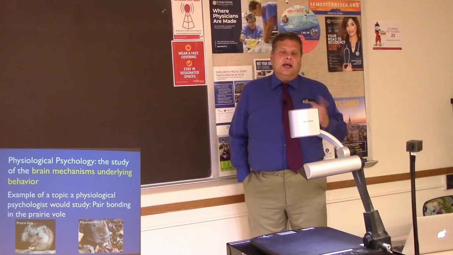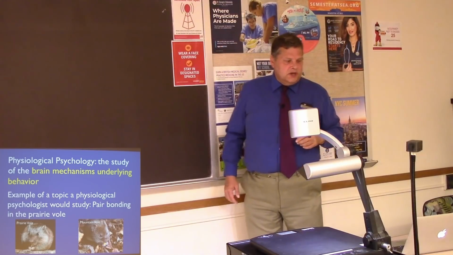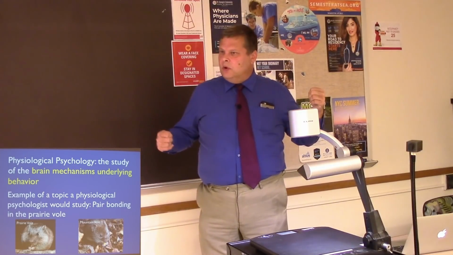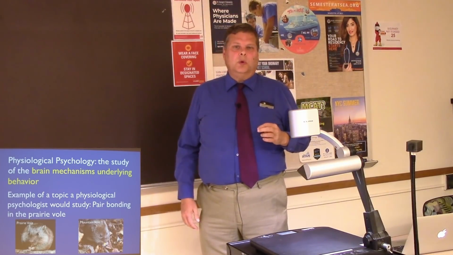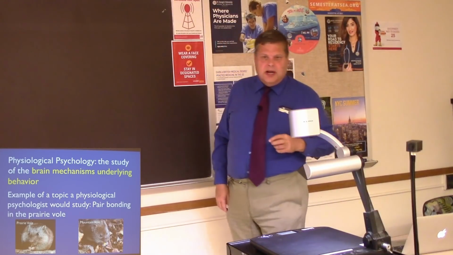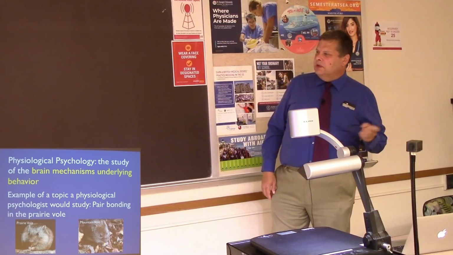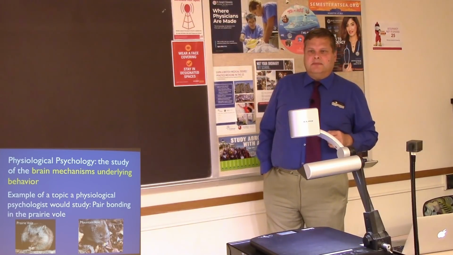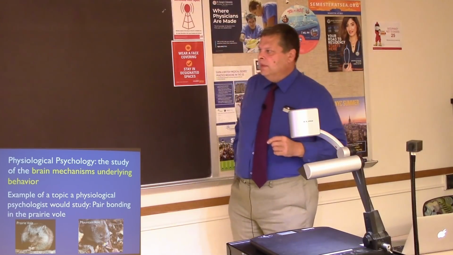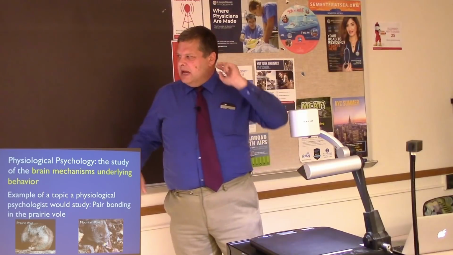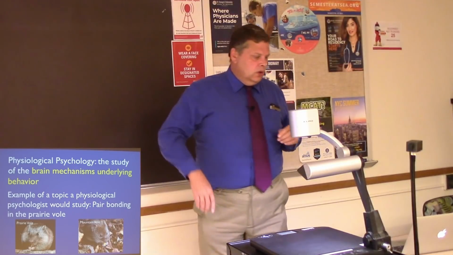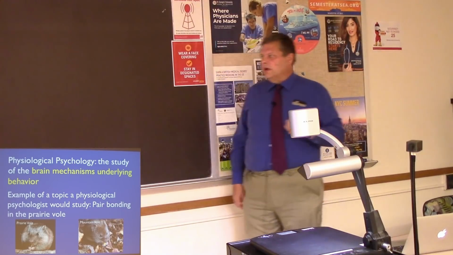One of the things that the physiological psychologists study is pair bonding in the prairie vole and the mountain vole. I have pictures of the prairie vole and the mountain vole there. Vole is a fancy word for mouse. The prairie vole and the mountain vole are virtually genetically identical. They share far more than 99% of their DNA. The difference is where they live. The mountain voles live in the mountains of central Colorado, and the prairie voles live on the prairies of eastern Colorado.